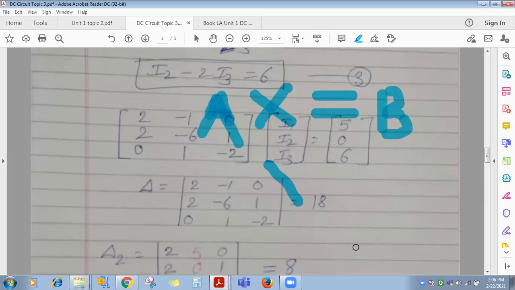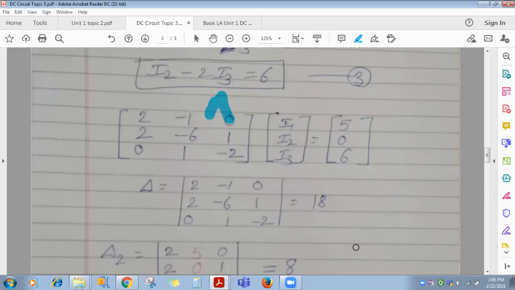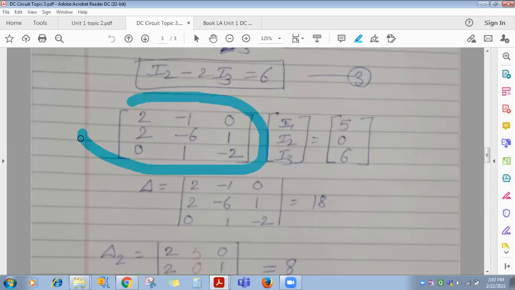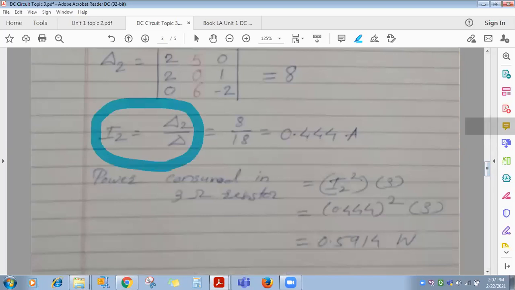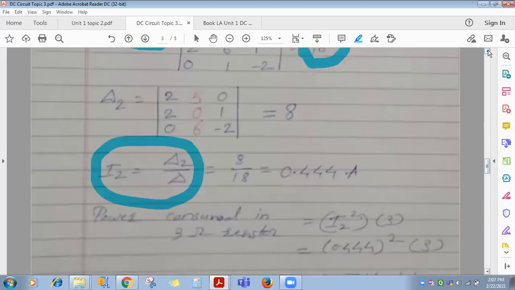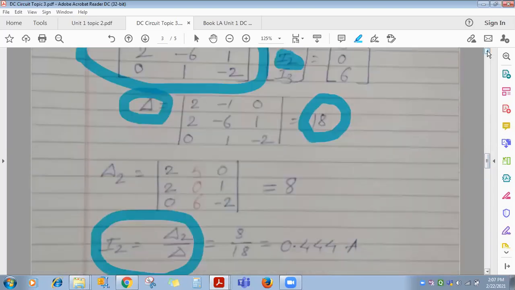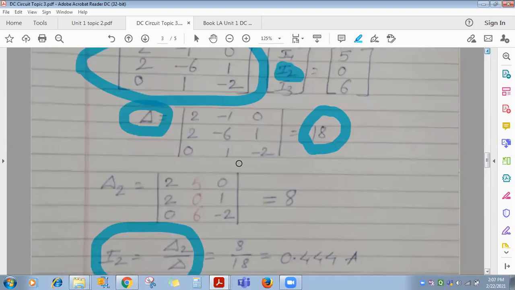Another method is using Cramer's rule. What is Cramer's rule? This matrix is called del. Find its determinant and denote it as del. How much is the determinant here? 18. Okay, we want to find out I2. So what is the formula for I2? It's del 2 by del. So del we have found, 18. And what about del 2? Del 2 means what?